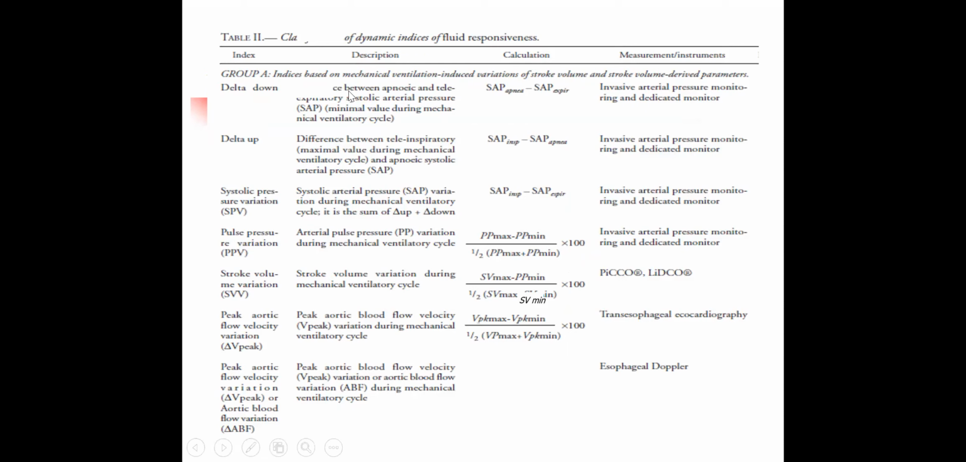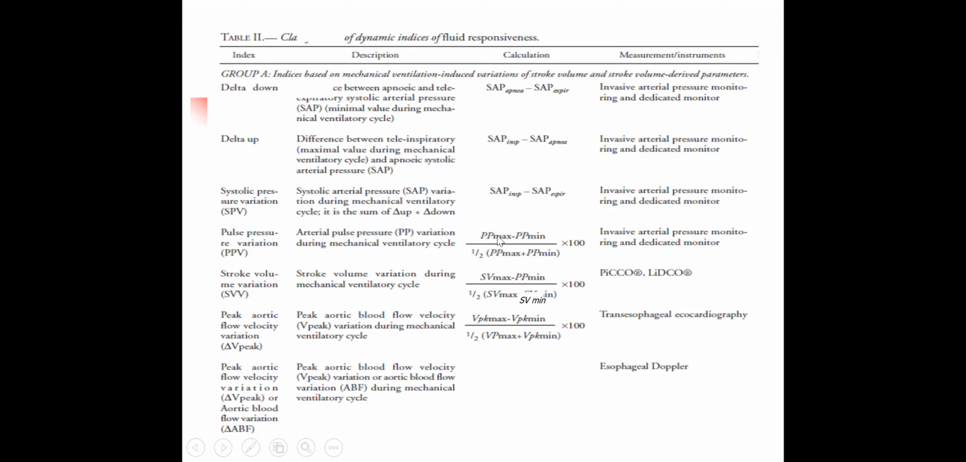What is delta down? It is the difference between the apneic and the tele-expiratory systolic arterial pressure: systolic arterial pressure apnea minus systolic arterial pressure expiration. Delta up is the difference between systolic arterial pressure at inspiration minus the systolic arterial pressure at apnea level. And systolic pressure variation is systolic arterial pressure inspiration minus systolic arterial pressure expiration. So they require invasive arterial pressure monitoring and dedicated monitors, all three.